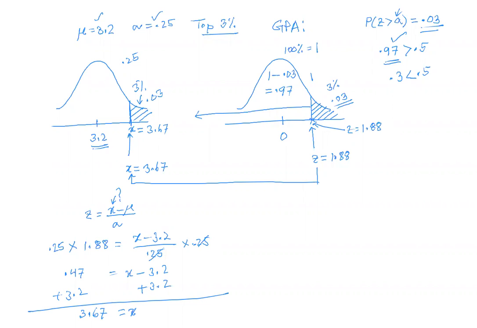Okay. So if someone's GPA is 3.67 or above, then that student would be among the top 3% of the school population, or among the top 3% of the students in terms of GPA. And then he or she would be eligible to apply for the scholarship.